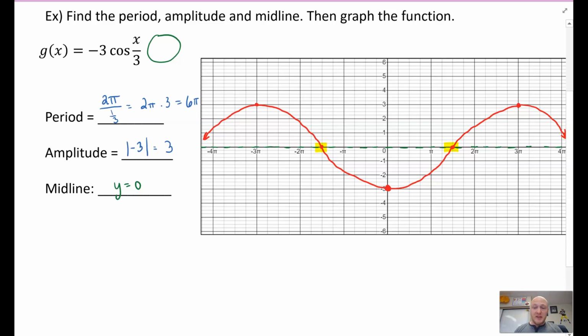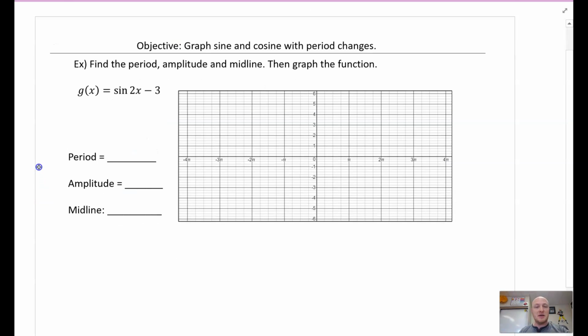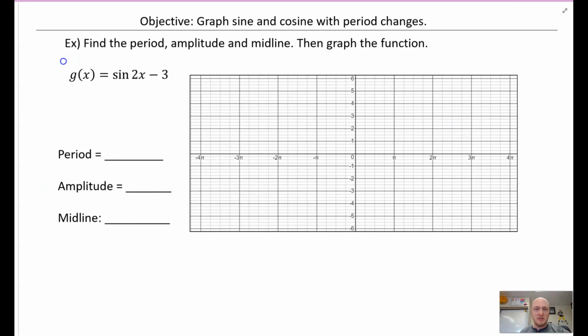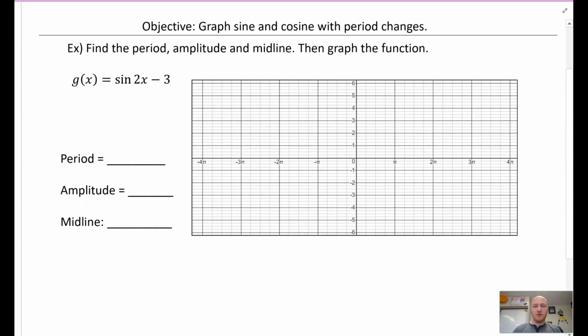We adjusted the period. And that one was a little bit different, a little bit wonky, which can happen. Our next example is much more clean and straightforward. So if you still feel a little uncomfortable with changing of the period, we'll iron that out right now. All right, so g of x is equal to sine of 2x minus 3. First thing, what is the period? Well, 2 pi divided by our 1 over b value, which in this case is 2. So 2 pi divided by 2 is pi.